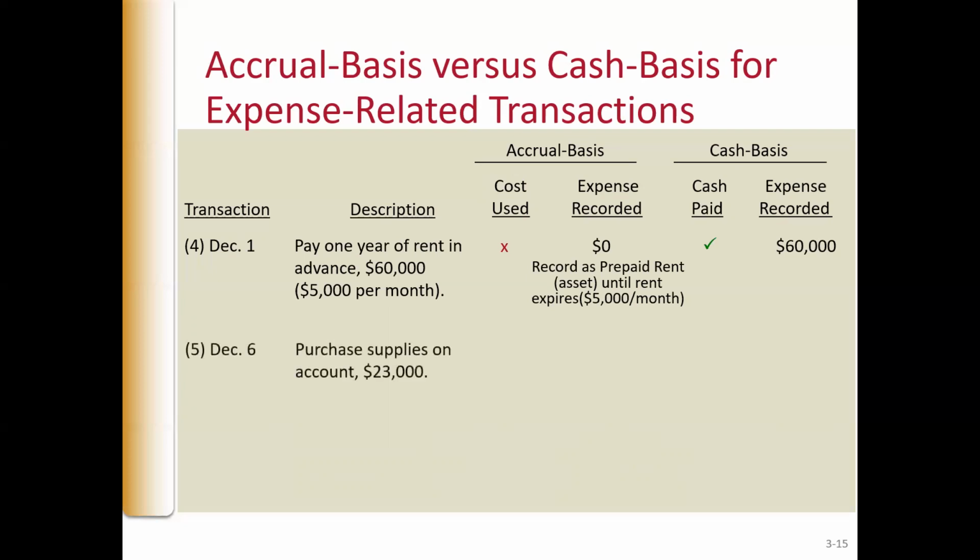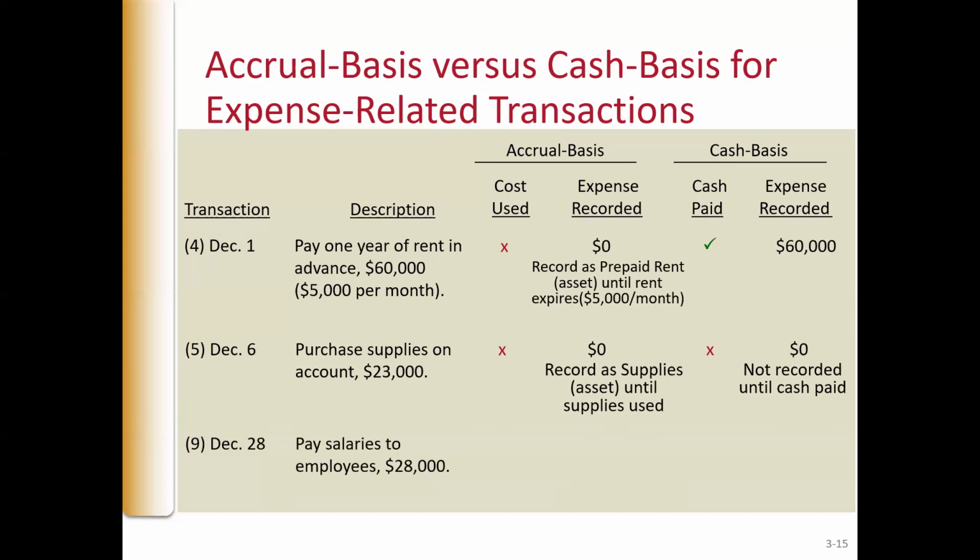Next, we purchase supplies on account for $23,000. We don't show it as an expense here. We show it as an asset, supplies. And then we only show it as an expense once we use up those supplies. And under cash basis, it's not recorded because we didn't pay for it. But this December 28th will be for both. The salaries were earned by the employees, and so we would claim that as an expense. And under cash basis, we would claim it as an expense because we paid for the expense.